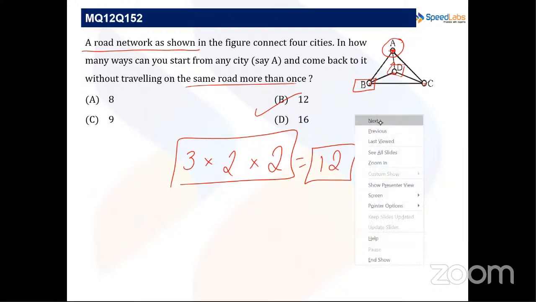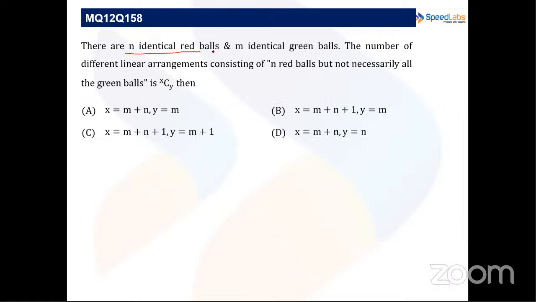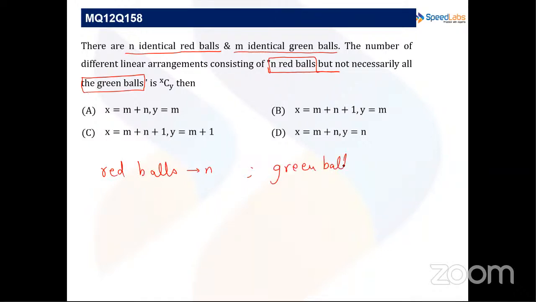Moving to the next question. There are n identical red balls and m identical green balls. The number of different linear arrangements consisting of n red balls. So we have to select all the red balls, but not necessarily all the green balls. So green balls have that option. So red balls are all n, and for green balls the value can range from 0, 1, 2 and so on up to m.